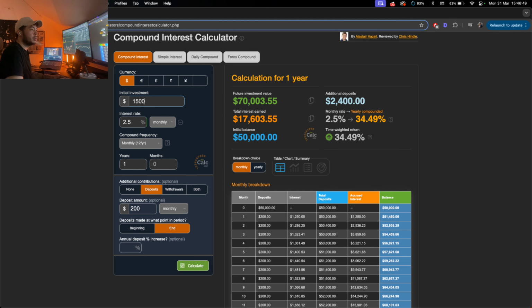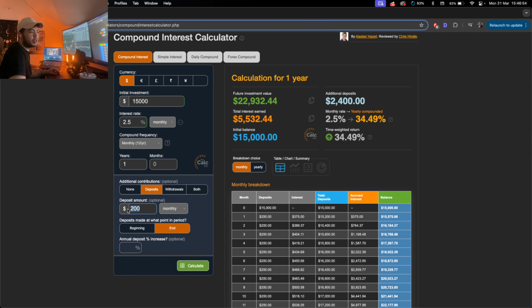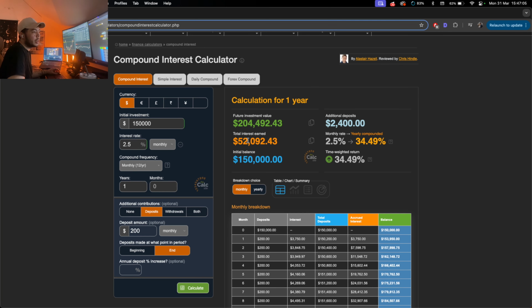Again, let's just bump this up. Let's push it to 150,000. Again, we're just going to leave the deposit 200. We'll not really worry about that. Sorry, that was 15,000. Let me just add another zero here. So we need 150,000. There we go. So again, this would be 52,000. So this is an amount you could live off, obviously depending on your current lifestyle and your desired lifestyle. But this is a good salary, 50,000. It's not too bad. But again, it's still not enough.